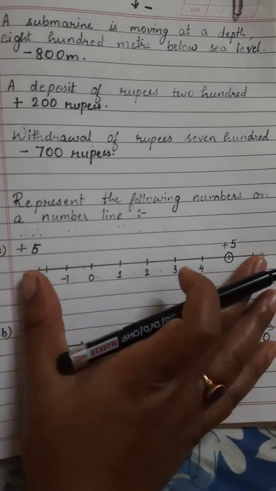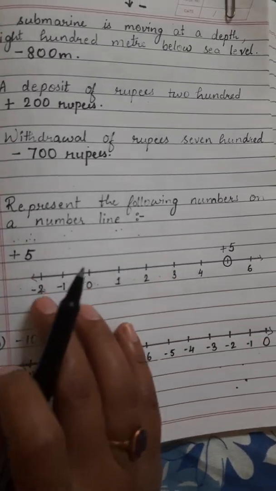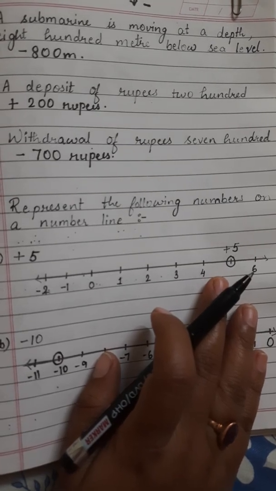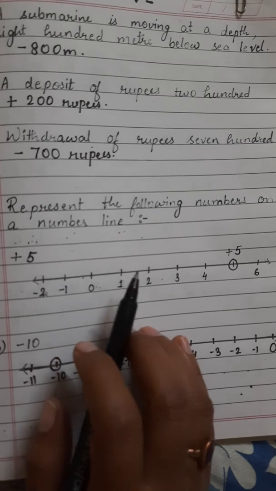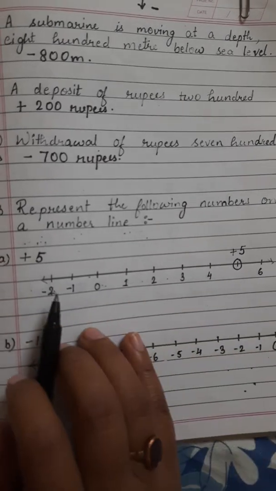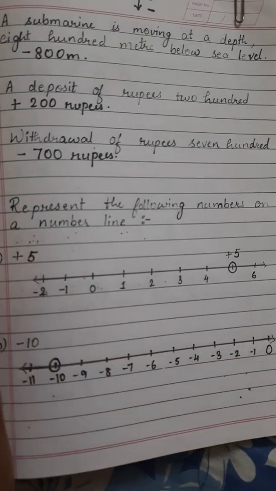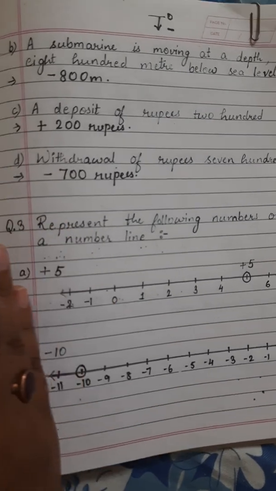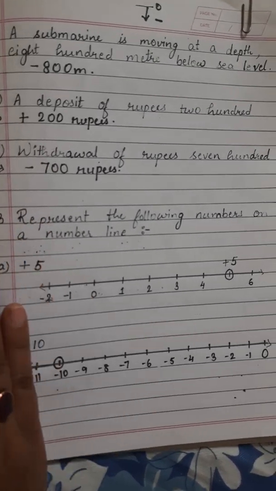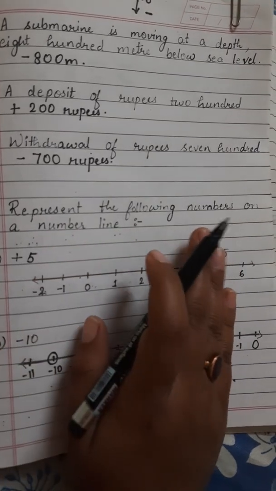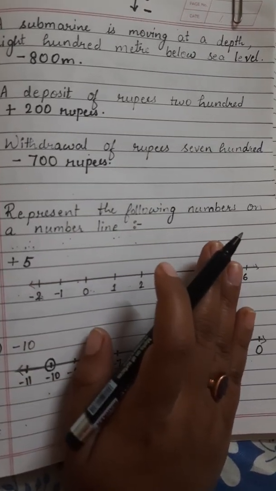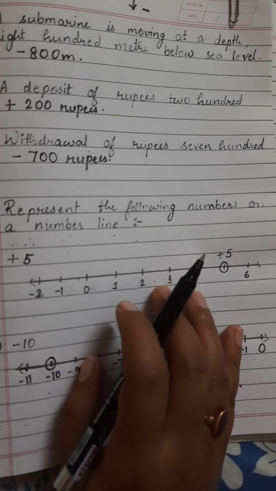So first you will make a number line and mark the numbers on it. Like here I have given 0, 1, 2, 3, 4, 5, 6 and here minus 1, minus 2 and so on. If I move to the left side, the numbers will decrease, and if I move to the right hand side, the numbers will increase. Keep this in your mind. This is the fact of the number line.